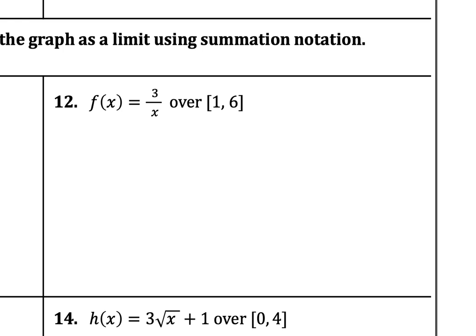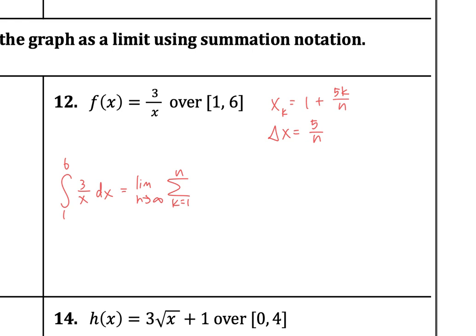This one, our xk is a plus b minus a times k over n. Delta x is b minus a over n, no k. So our integral is from 1 to 6. This will be really 3 over, replace that x in the denominator by xk. And then that gets multiplied by b minus a over n on the outside.